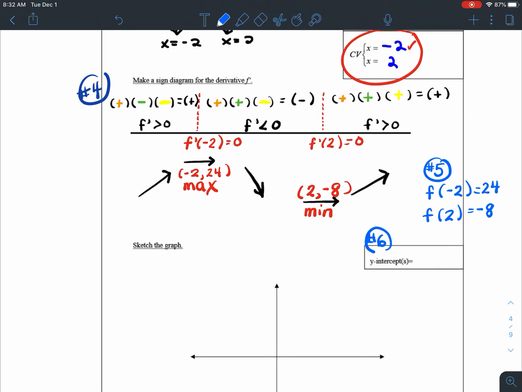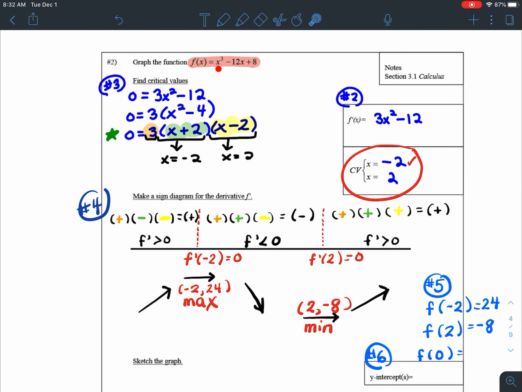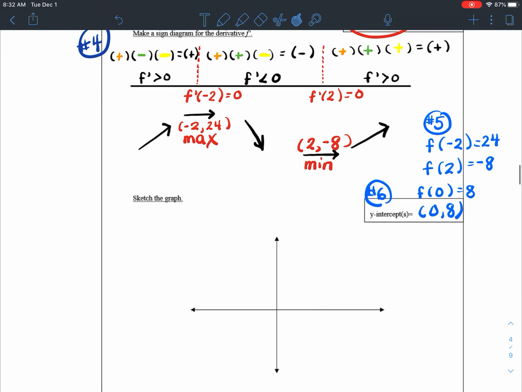That brings us to step number 6, which is where we find the y-intercept. The y-intercept is found by substituting a 0 into the original. If we plug a 0 into the original, you can see we're going to be left with the number 8. So our y-intercept is at the point 0, 8.